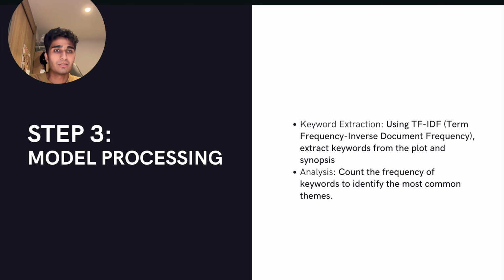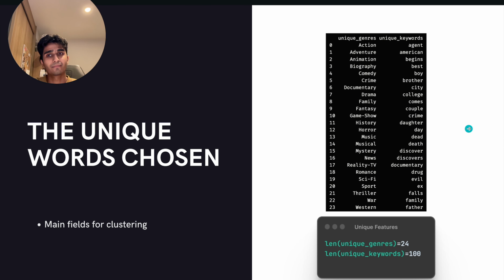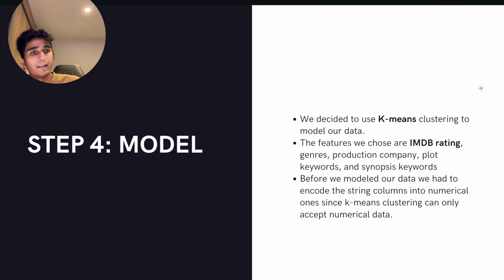For model processing, we use term frequency inverse document frequency to extract keywords from the plot and synopsis. And we also counted the amount of keywords that we would get to identify what could be the most common themes of a movie. So here are the unique words we chose. You can see that we use words like action, adventure, animation. These are the common themes that we got from the pre-processing.